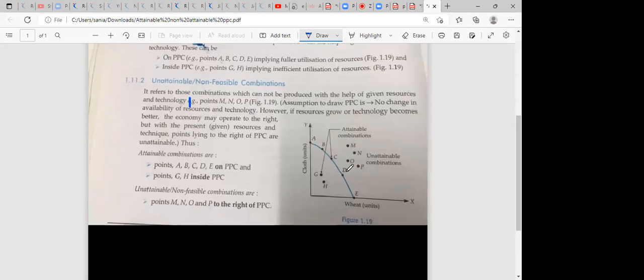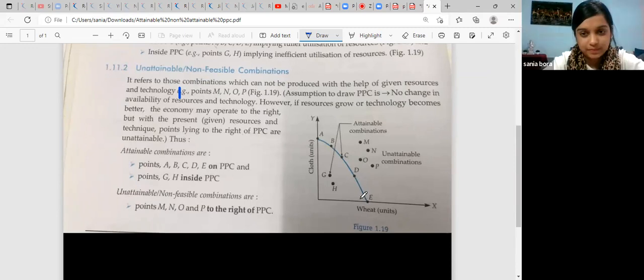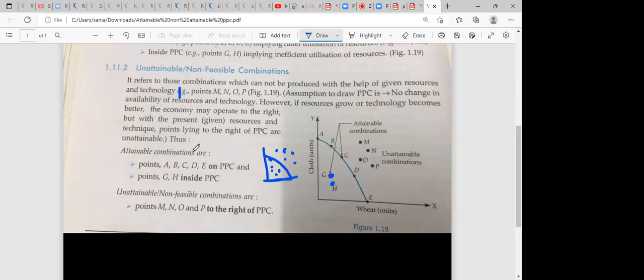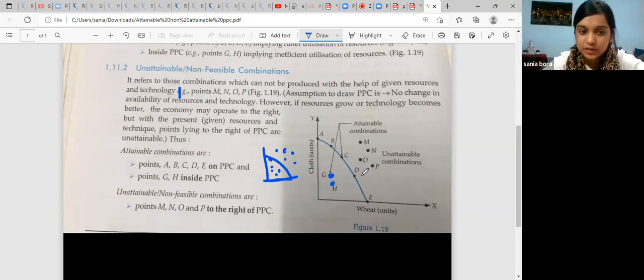Yes, ma'am. So this is your PPC. There are 2 points which are under this. So basically you can produce it. This is your limit. So whatever point will be inside or on the PPC, you are going to produce it. But those outside will be out of your control. Those are unattainable. You cannot produce them. Teacher, what about the dots on the line? Can we even produce them?